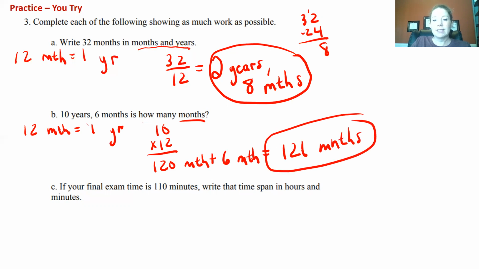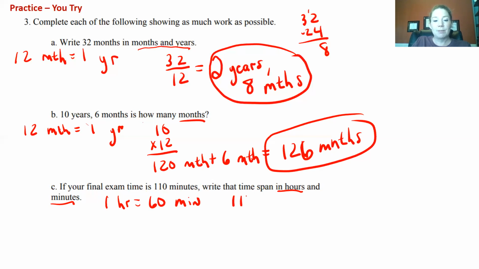120, that doesn't look like a 6, but it's supposed to be 126 months. If your final exam time is 110 minutes, write that time in hours and minutes. So what do we know about hours and minutes? We know that 1 hour is equal to 60 minutes. We have 110 minutes. How many hours is that?